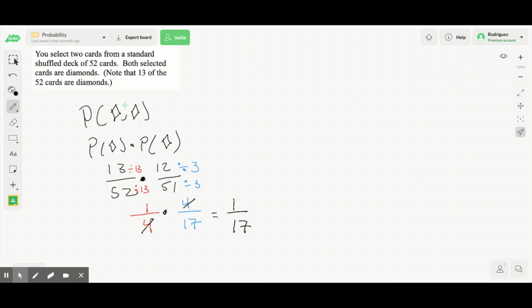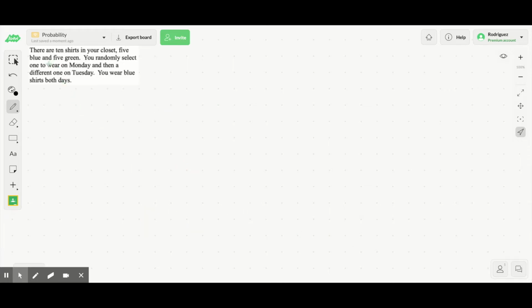So the probability of drawing a diamond and then another diamond without replacing the card back into the deck is 1/17. Let's try another one. It says there are 10 shirts in your closet, 5 blue and 5 green. You randomly select one to wear Monday and then a different one on Thursday. What's the probability going to be that you wear blue shirts on both days?